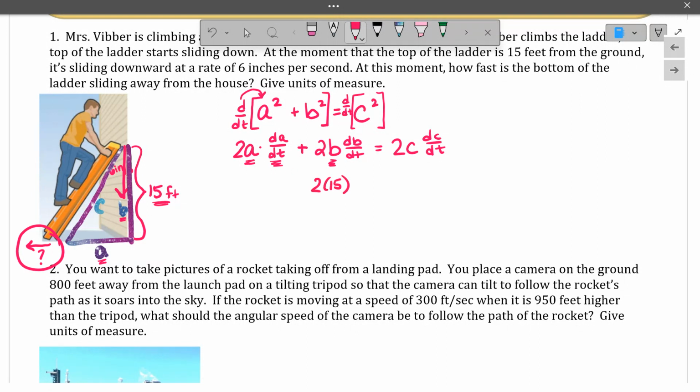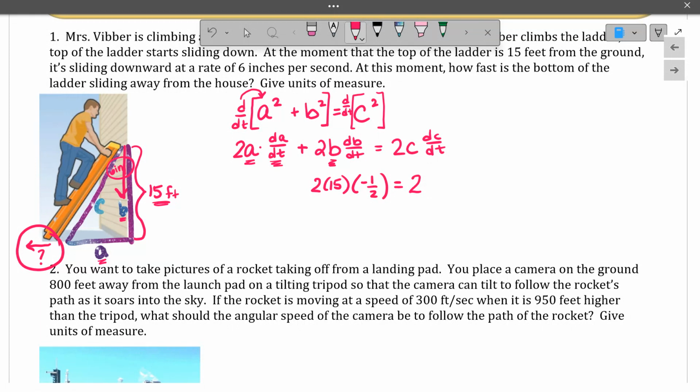dB/dt, that's the rate of change of the height. Guess what? I have that too. I am moving down the wall at 6 inches per second, which means that B is decreasing by a half a foot per second, because I'm going to watch my units. That was inches and everything else is in feet. So I'm going to change that to decreasing by a half a foot per second. Equals C dC/dt, and I don't have anything written on side C.